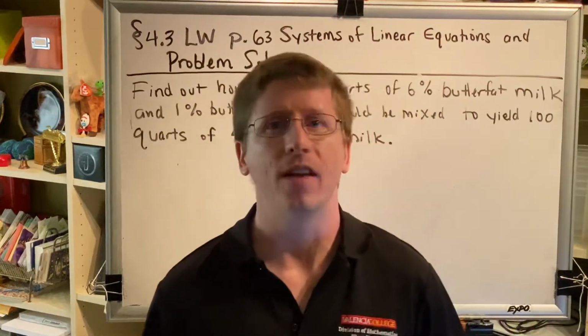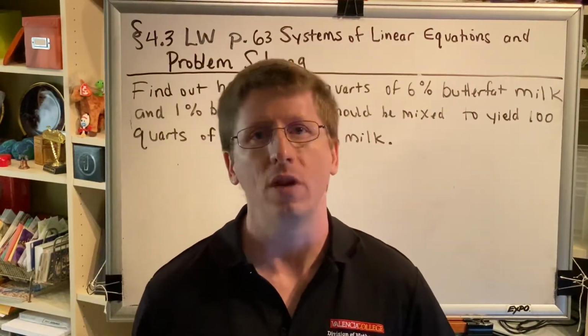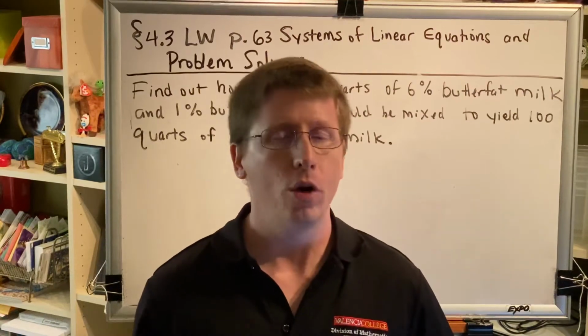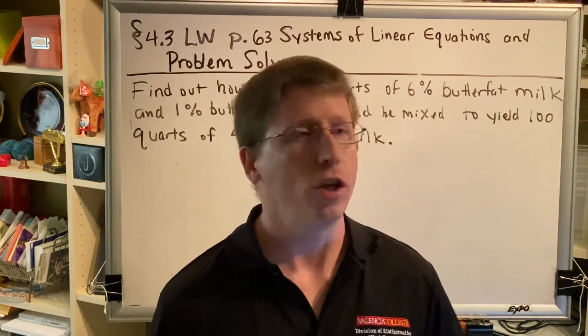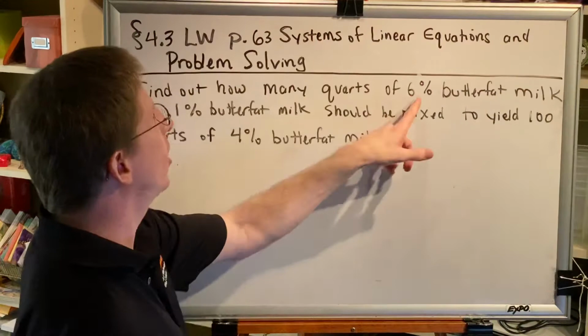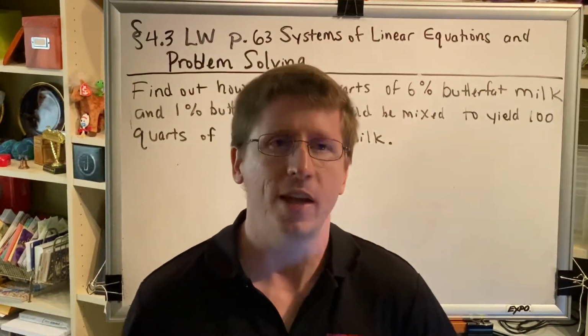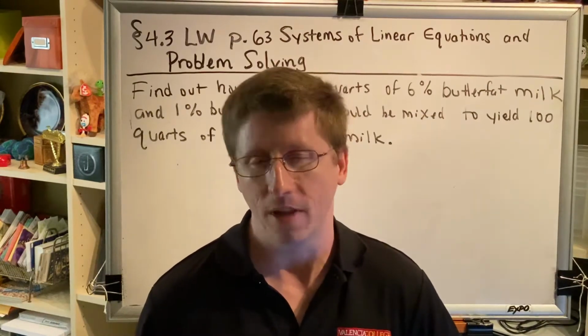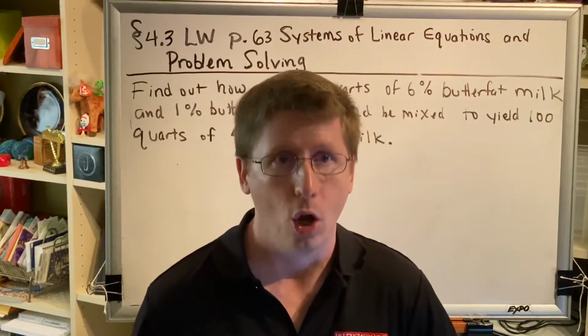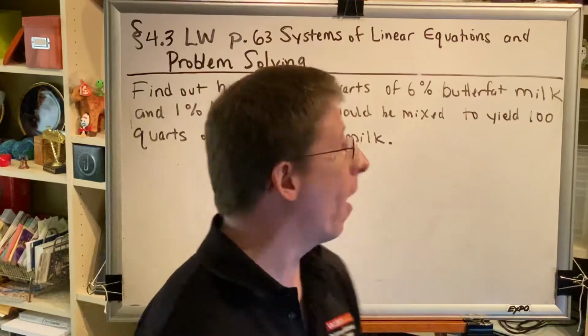It's the day of the event and you're preparing the food that you need that evening. And you go to your industrial size fridge and all you see that you have access to is 6% butterfat milk and 1% butterfat milk. The only problem is the recipe that you need to follow requires 4% butterfat milk and you don't have any. What do you do? Well, think about it.